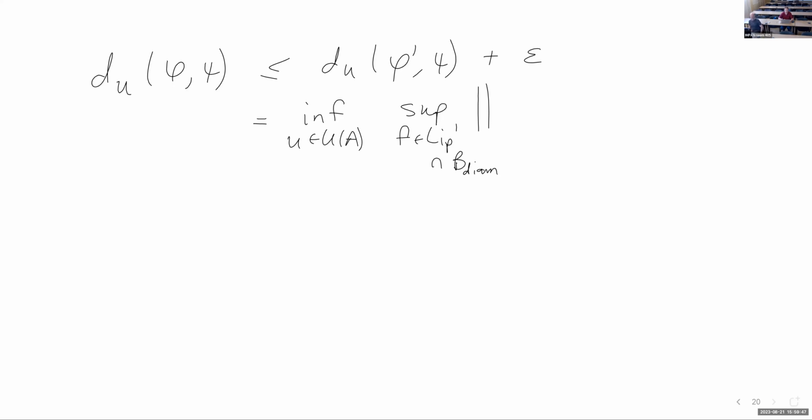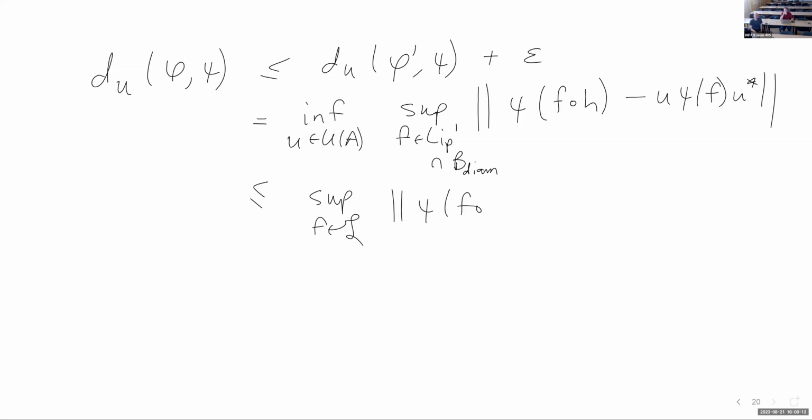All right. So this is phi prime of f, which is by definition psi of f composed with h minus u psi f u star. This infimum is, in particular, smaller than taking u to be the identity. So this infimum is smaller than the supremum over f of the norm of psi of f composed with h minus psi of f. Psi is an injective star homomorphism, so this is in fact just the supremum of the norm of f composed with h minus f.